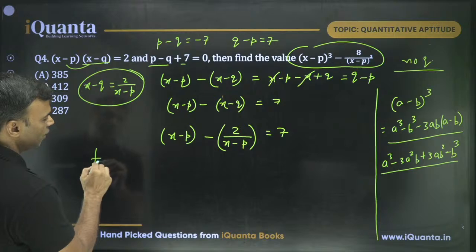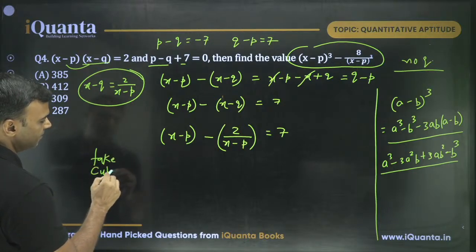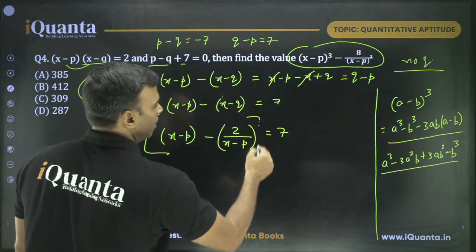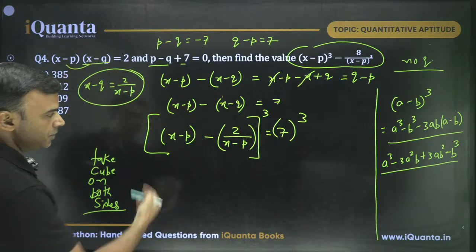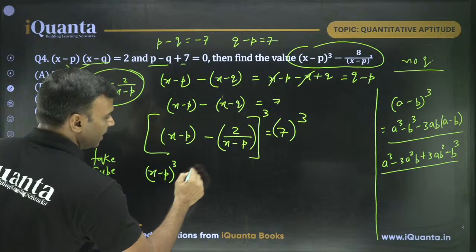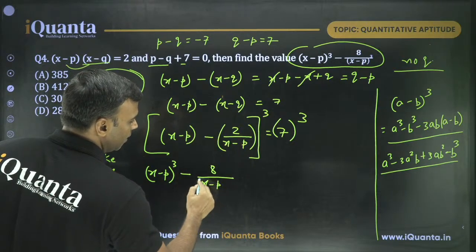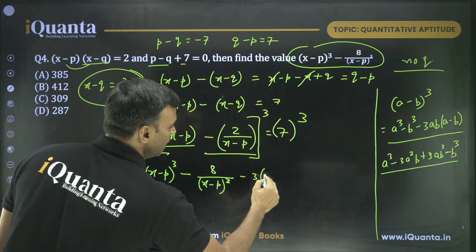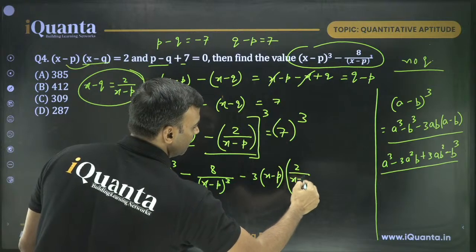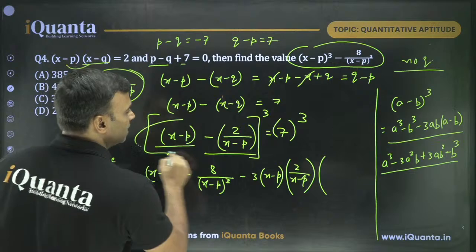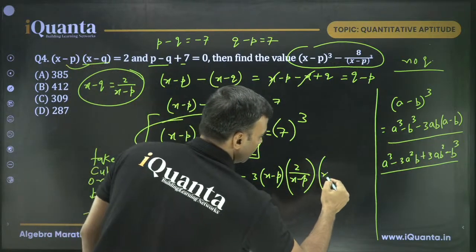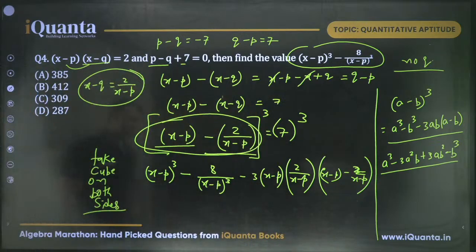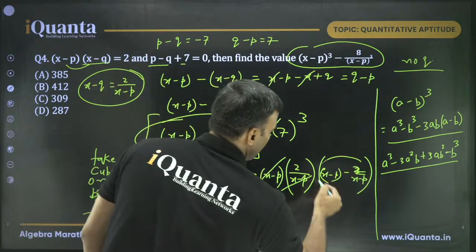Now what should I do? Take cube on both sides. So we have x minus p whole cube minus the cube of this, which will be 8 upon x minus p whole cube, minus 3ab. What is 3ab? This is our a, this is our b. So 3 into x minus p into 2 upon x minus p, into this whole thing, a minus b. So this whole thing will come: x minus p minus 2 upon x minus p. Now this x minus p and x minus p cancel. This whole item is 7.